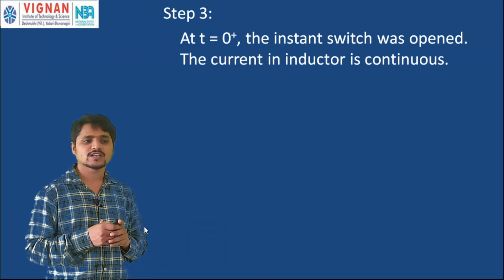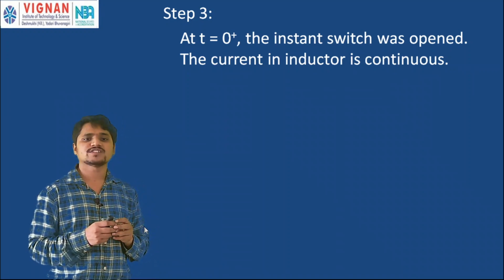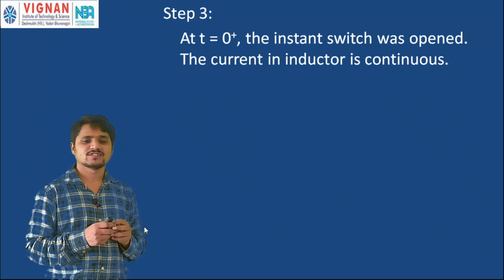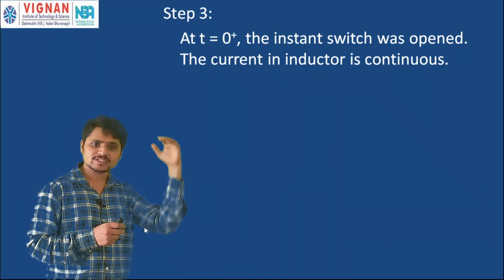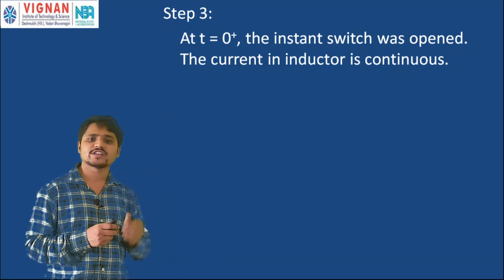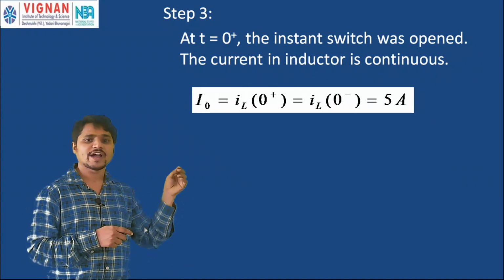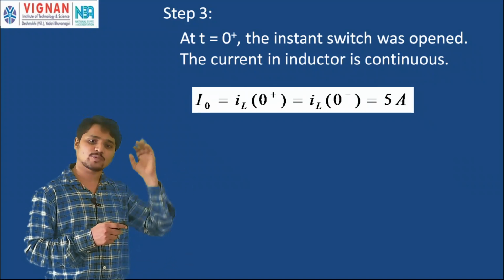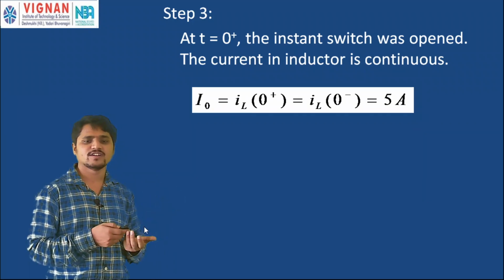Of course we know the property of an inductor: an inductor does not allow sudden changes in the current. Therefore, the moment you open the switch, the current flowing earlier, 2 amperes, is the same current flowing in the inductor. So IL of 0 plus, that is I naught, is equal to IL of 0 minus. What does this I naught mean? Initial current.